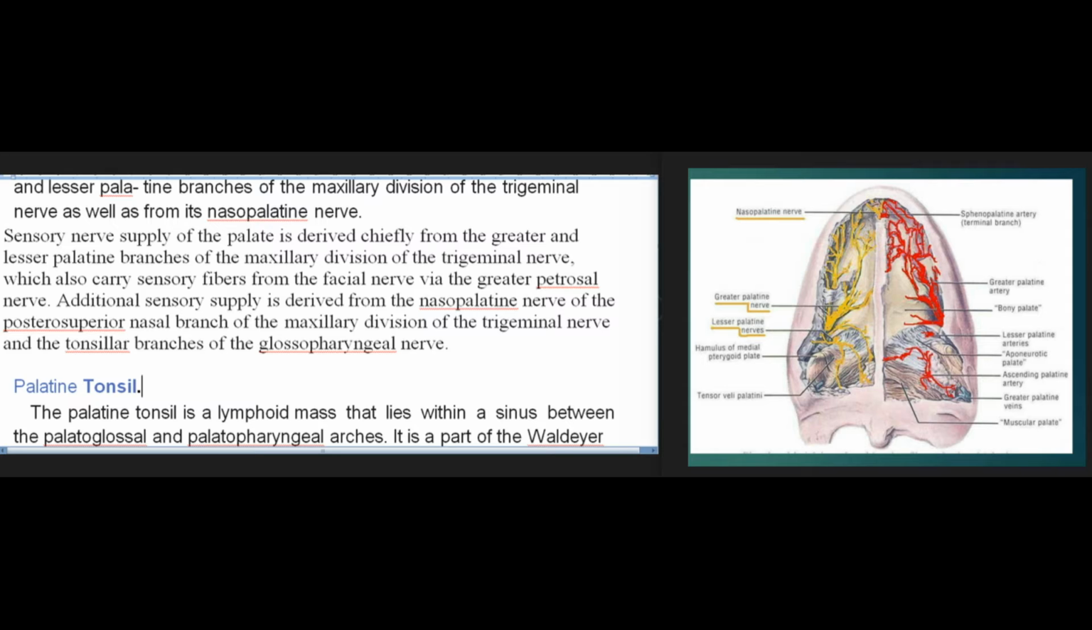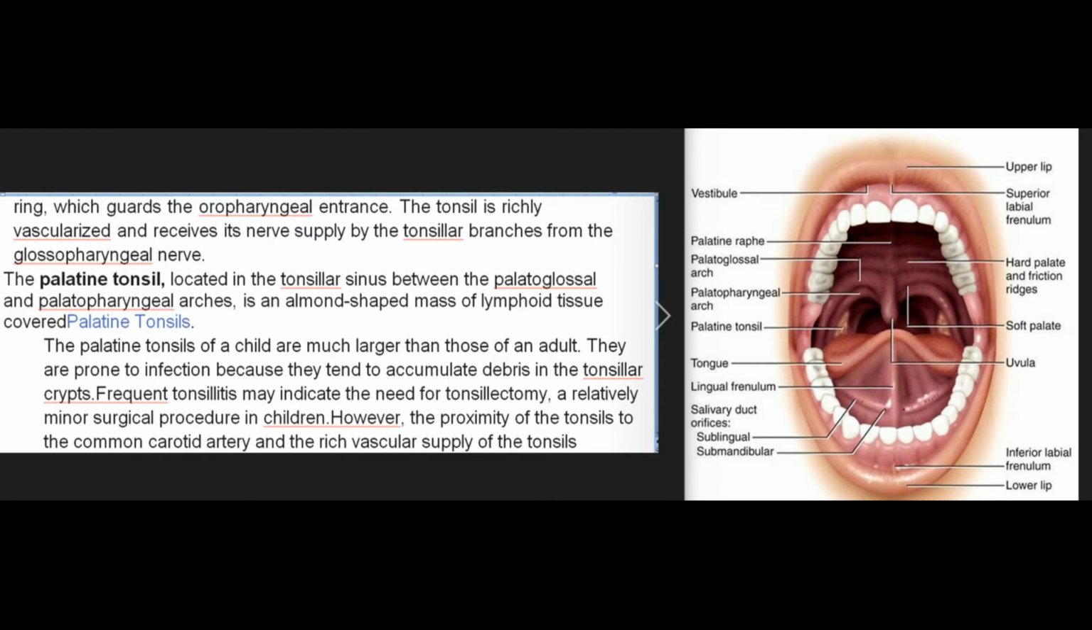Palatine tonsil. The palatine tonsil is a lymphoid mass that lies within a sinus between the palatoglossal and palatopharyngeal arches. It is a part of the Waldeyer ring, which guards the oropharyngeal entrance. The tonsil is richly vascularized and receives its nerve supply by the tonsillar branches from the glossopharyngeal nerve. The palatine tonsil, located in the tonsillar sinus between the palatoglossal and palatopharyngeal arches, is an almond-shaped mass of lymphoid tissue-covered palatine tonsils. The palatine tonsils of a child are much larger than those of an adult.